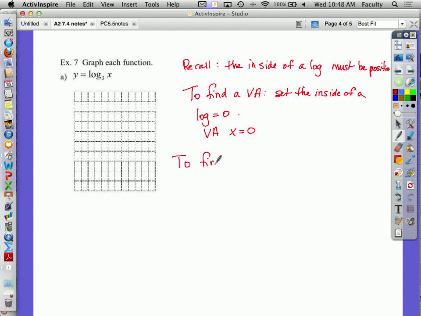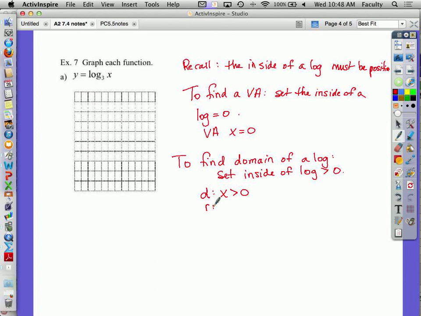To find the domain of a log, you set the inside of the log strictly greater than 0. Remember, the inside of the log has to be positive. The inside of the log may not be 0, and it may not be negative. So the domain in this one is just x greater than 0.